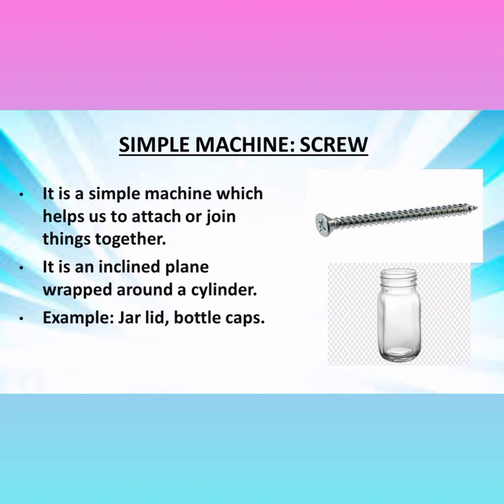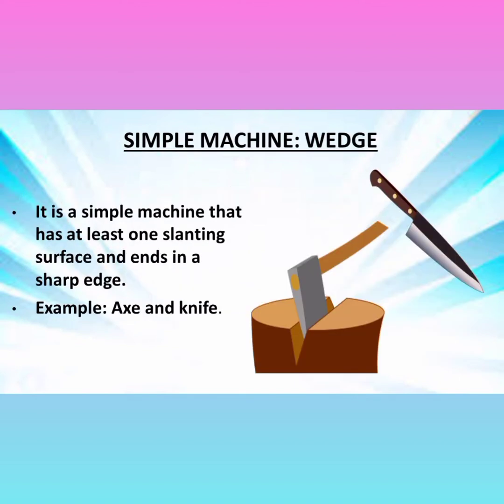Second simple machine, screw. It is a simple machine which helps us to attach or join things together. It is an inclined plane wrapped around a cylinder. Where do we find screws? On jar lids, bottle caps, isn't it?